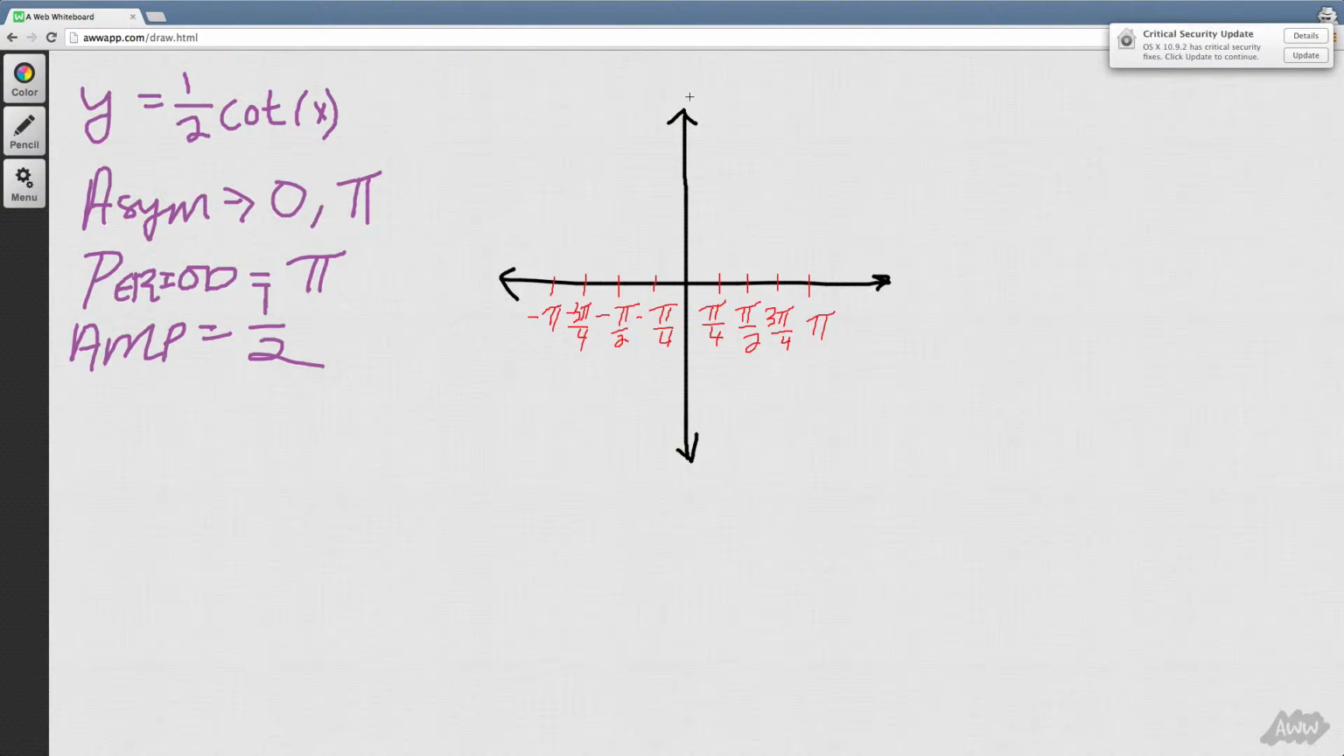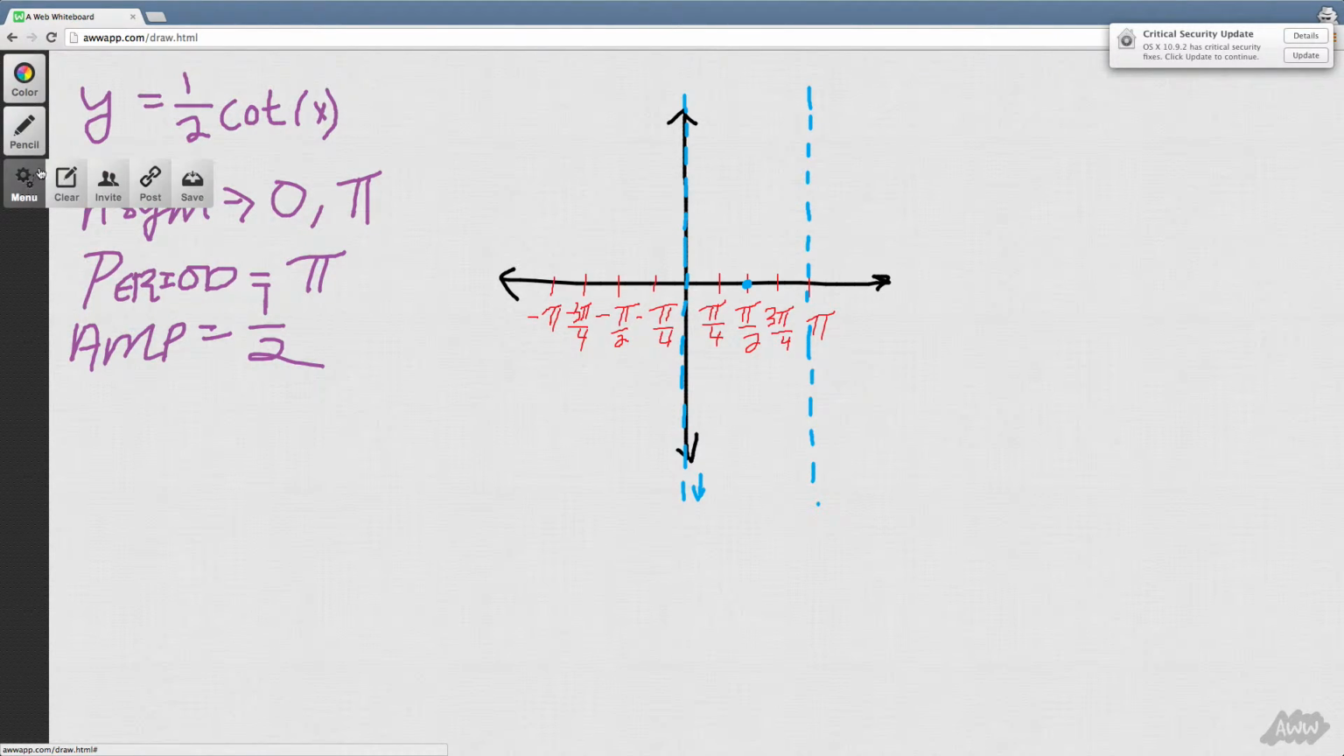Okay, so our asymptotes are now 0. We're just going to draw a line through the y-axis here. And pi. Pi is out here. And our x-intercept is the point in between these two asymptotes. So what's in between these two asymptotes? Pi/2. So our x-intercept is pi/2. And as such, we're just going to draw.